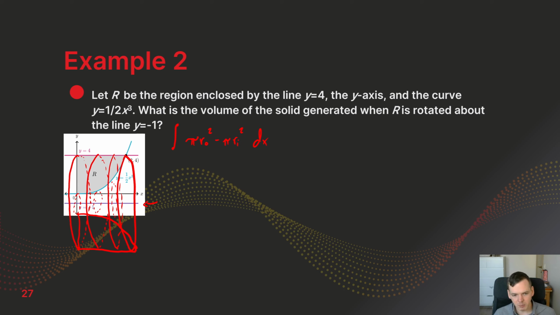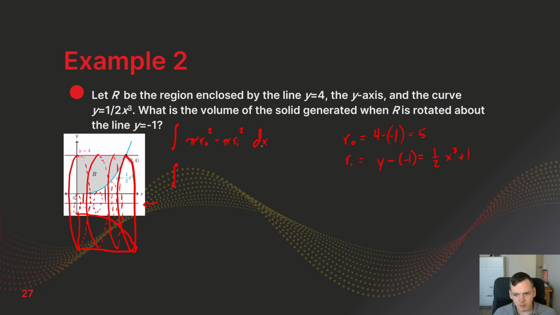What's the outer radius? The outer radius is actually pretty nice because it's a cylinder. It's y equals 4 minus y equals -1. So it is 4 minus -1, or 5. And that makes sense because we see it's constant. What's the inner radius? That one's a little more complicated. It's this distance here, which is y minus -1, which is 1/2 x cubed plus 1, because 1/2 x cubed minus -1.